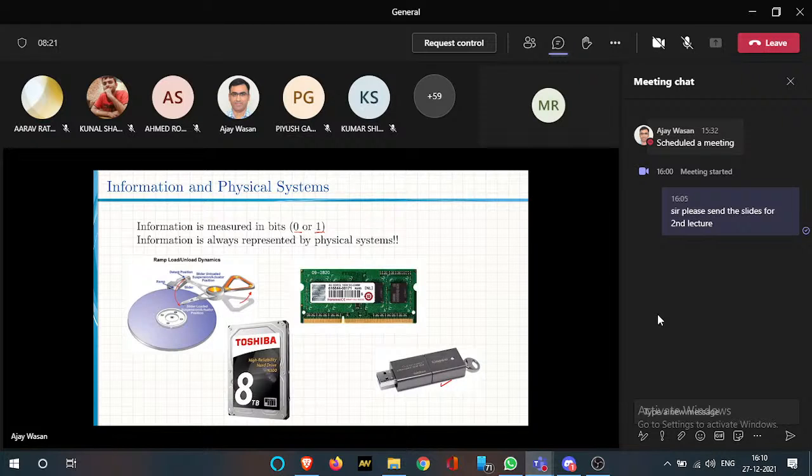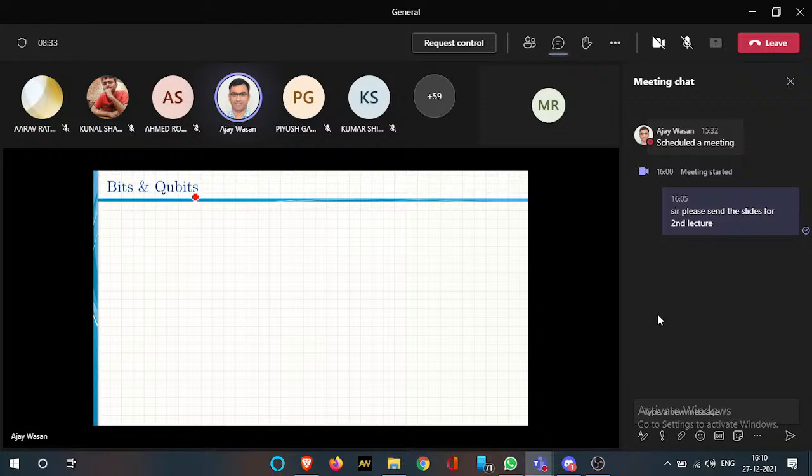Then in bits and qubits, basically the term qubit has come from quantum bits. I will show you. Bits are in the classical world, and qubits are in the quantum world. So the fundamental building blocks of classical computers: here I'm talking about the bits. We have two definite states, 0 and 1. Either 0 or 1.